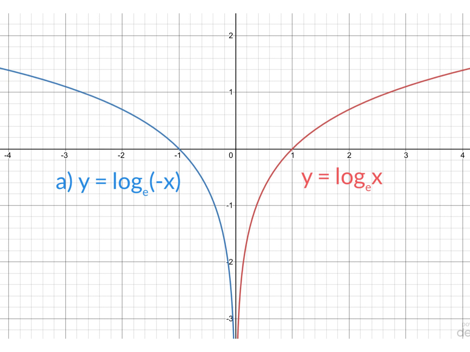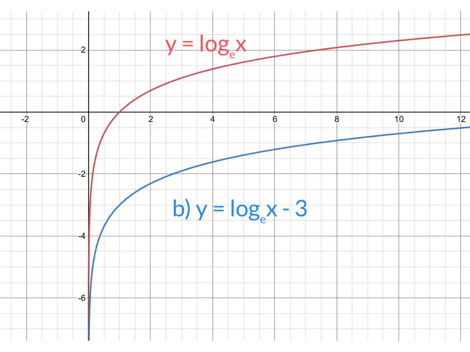So here's our first one. So minus x. The effect of the minus x flips the graph across the y-axis. So the asymptote is still the y-axis.